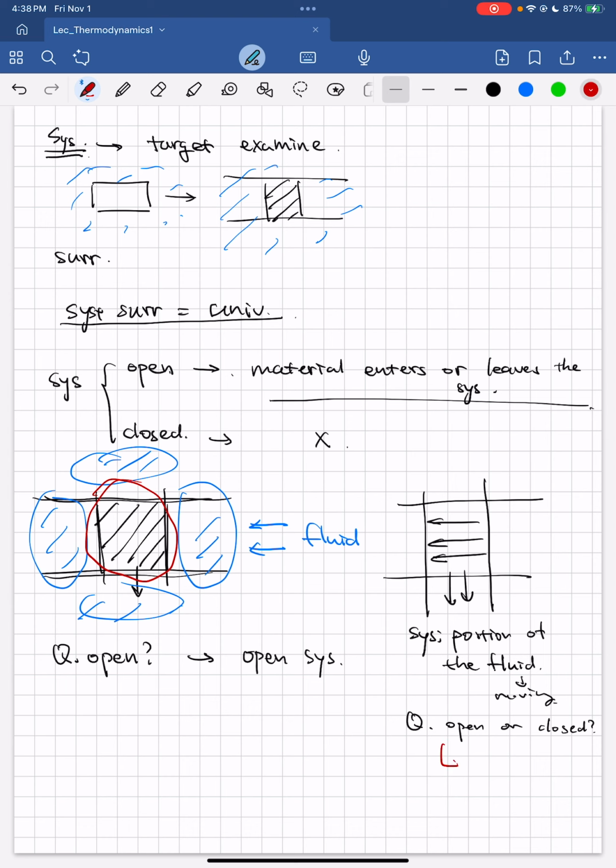Of course, it's closed, because this fluid is moving. This fluid is also moving. They're moving at the same velocity. So when you think about this portion, nothing comes in nor leaves. This part is moving, so it's a moving closed system. Closed system. All right. So that's it for open and closed.